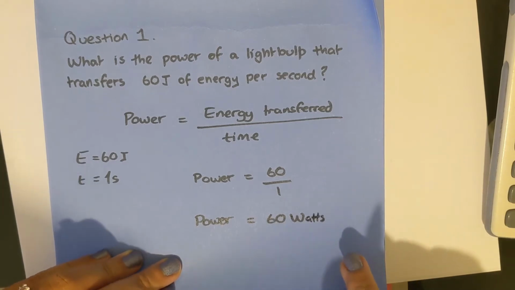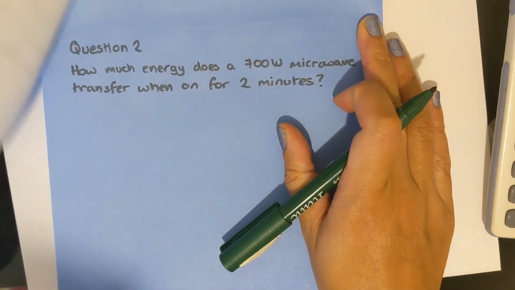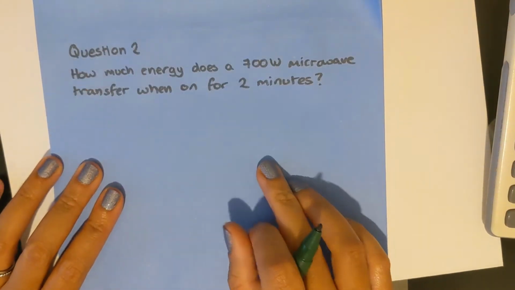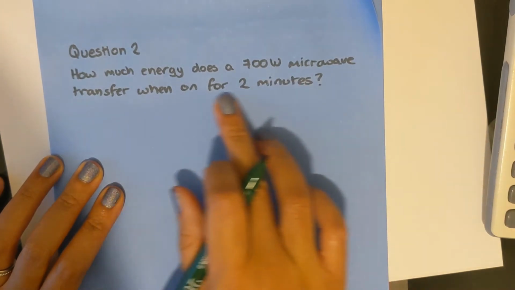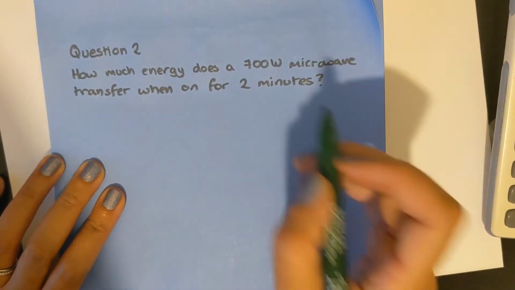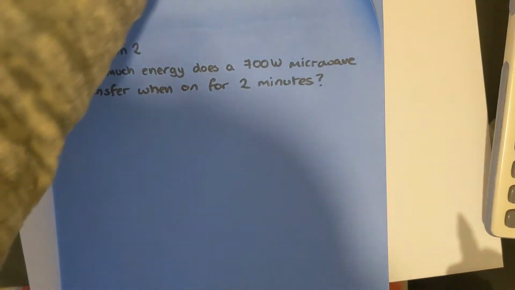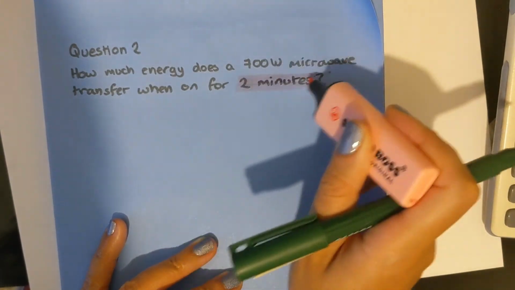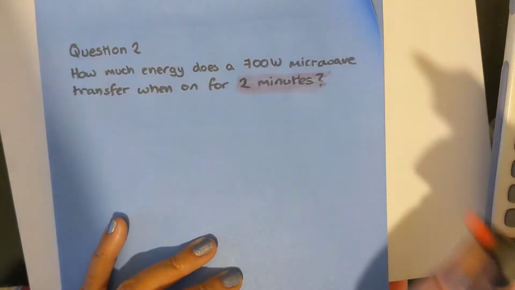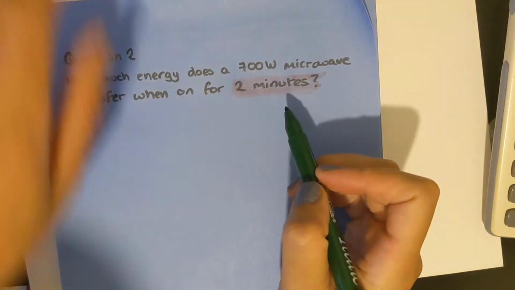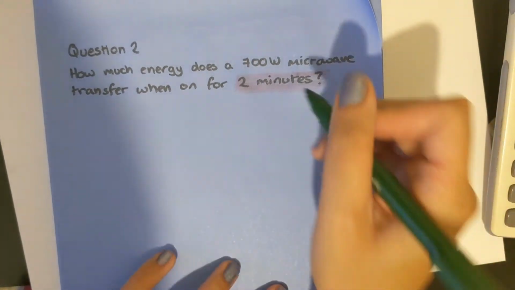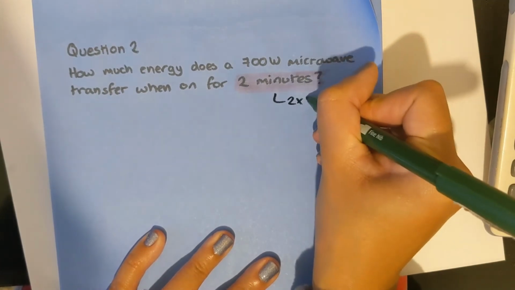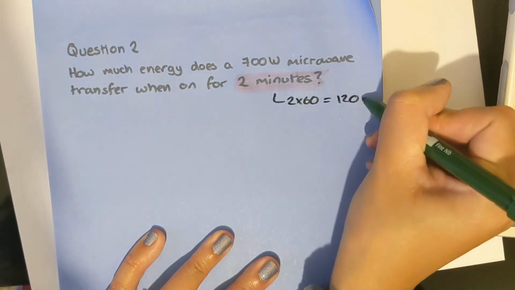Okay, question 2. Let's move on to question 2. It states, how much energy does a 700 watt microwave transfer when on for 2 minutes? We're working out energy. First thing I'm already picking up is that my time is in the wrong unit, it's in minutes. So first I need to convert that into seconds. There are 60 seconds in a minute, so 2 multiplied by 60 gives us 120 seconds.